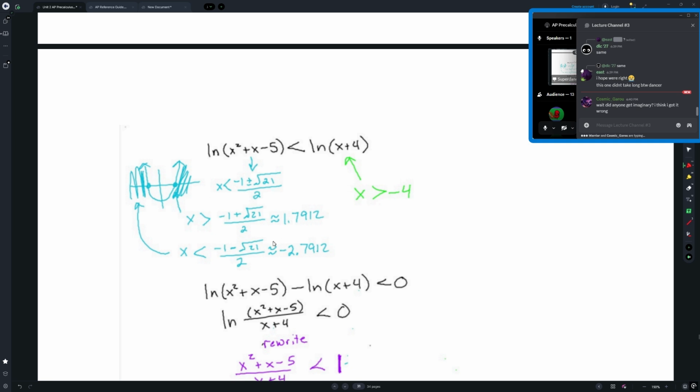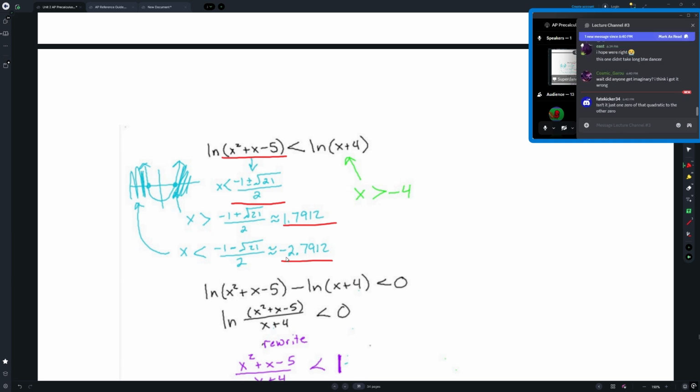So first, you find the domain restrictions. You realize that you can't factor it, so you have to use the quadratic formula. Using the quadratic formula, you get two numbers. It has to be greater than 1.792 and less than negative 2.729. Isn't it just one zero that quadratic to the other zero? I would assume it's calculator-active because she did square root of 21, but it could be different numbers.